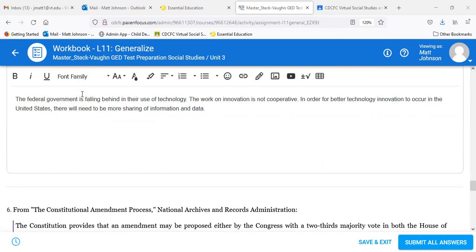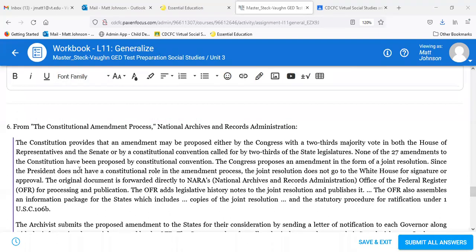Let's start. Grace, can you read the first paragraph there for the constitutional amendment process? From the Constitutional Amendment Process, National Archives and Records Administration: The Constitution provides that an amendment may be proposed either by the Congress with a two-thirds majority vote in both the House of Representatives and the Senate, or by a constitutional convention called for by two-thirds of the state legislatures.